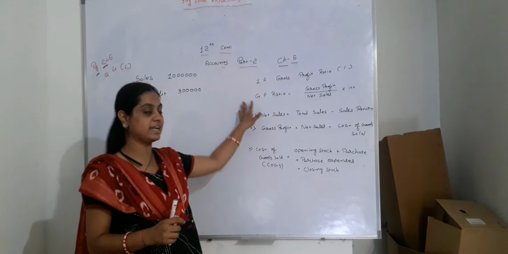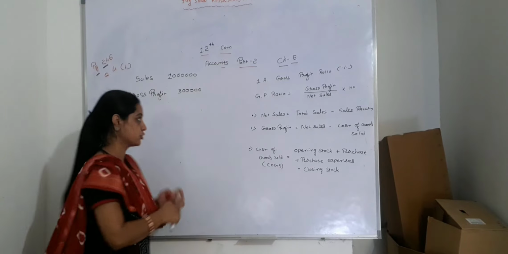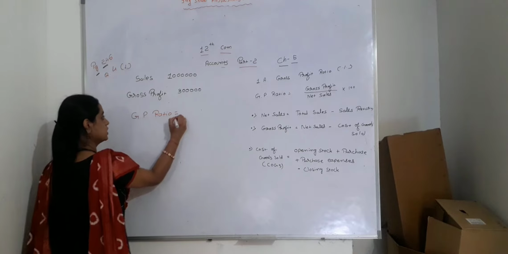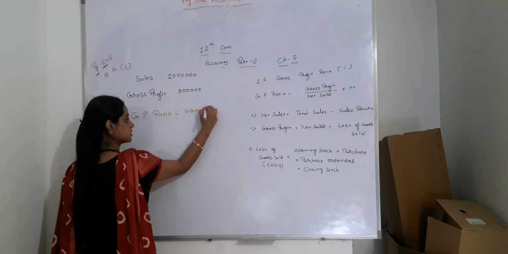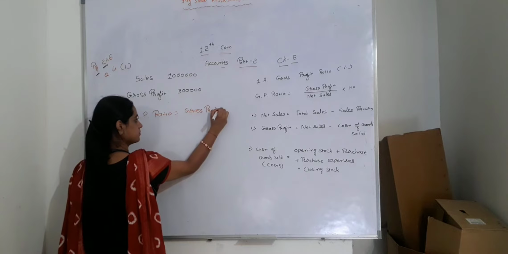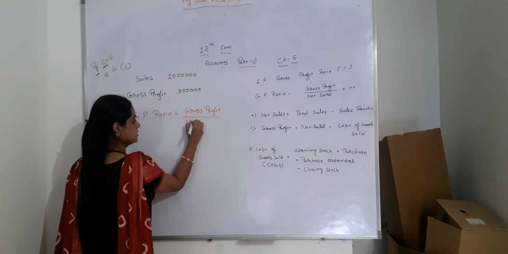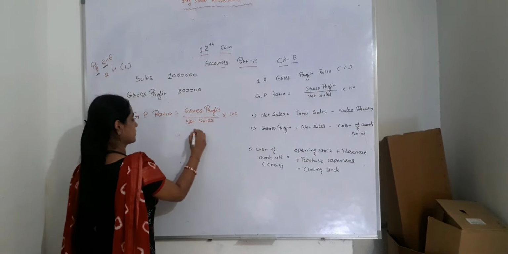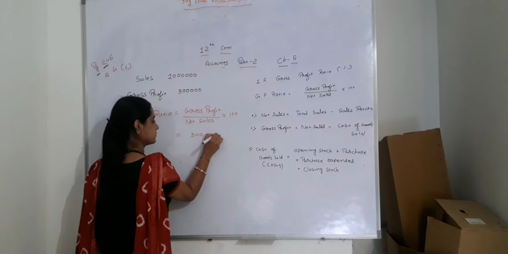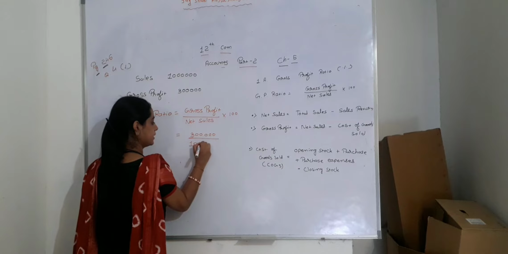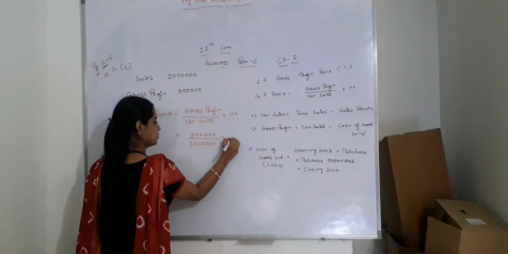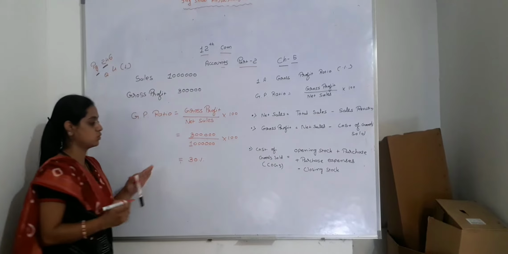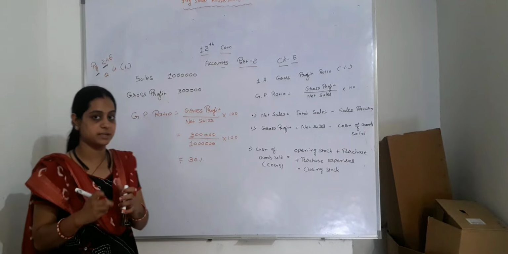That means we can directly apply gross profit ratio. Gross profit ratio is equal to gross profit upon net sales into 100. 3 lakh upon 10 lakh into 100 is equal to 30%. So our gross profit ratio is 30%.